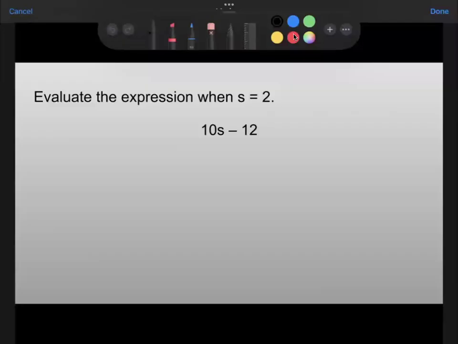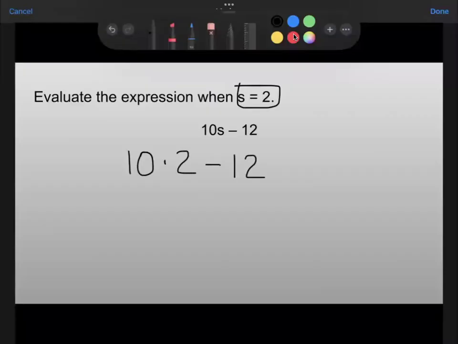Okay, here's our next one. We're going to evaluate the expression when s is equal to 2. The expression is 10s minus 12. So I'm going to go ahead and write out what's happening here. 10 times s minus 12. So I'm going to replace the s with 2. That's a value for s we were given. So I'm going to replace that s with a 2.